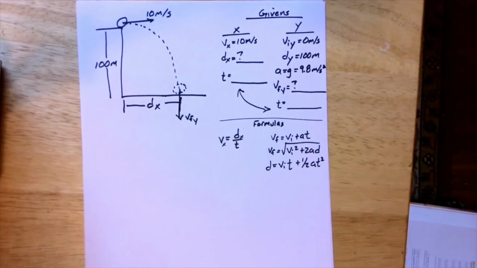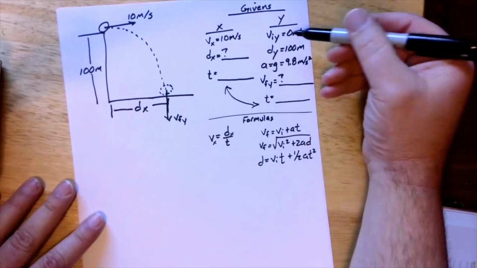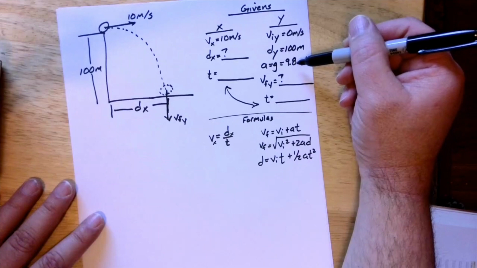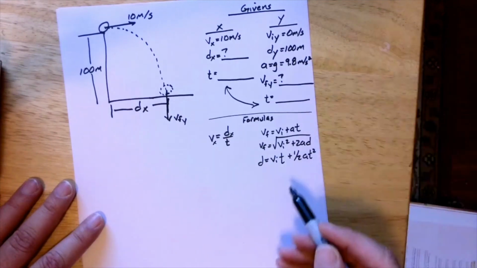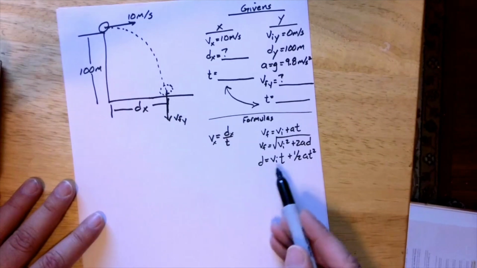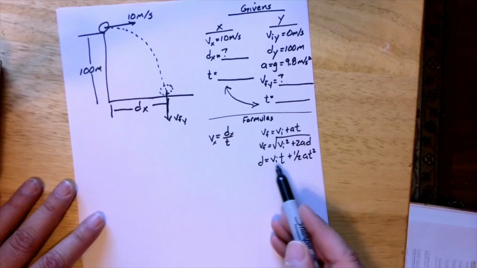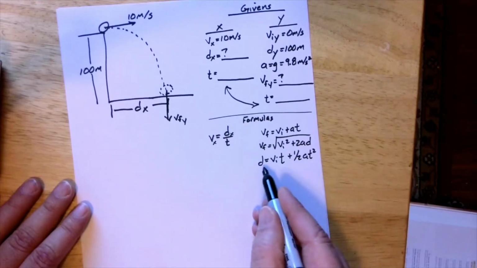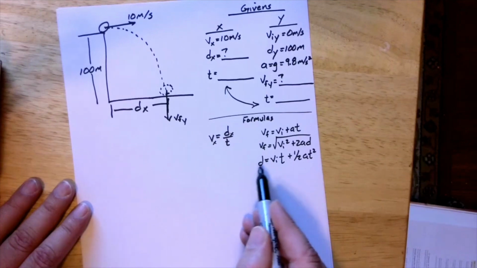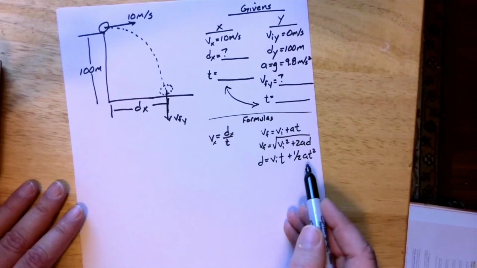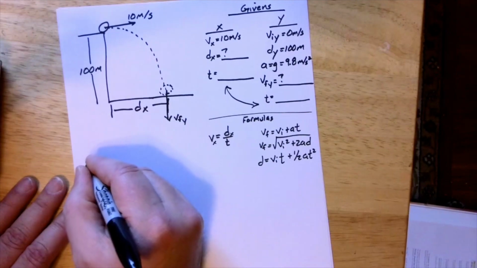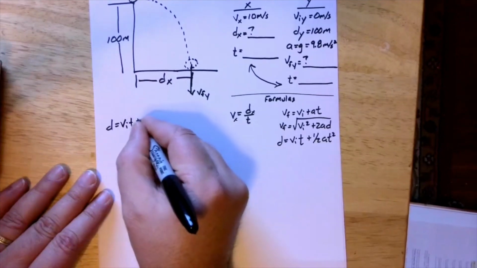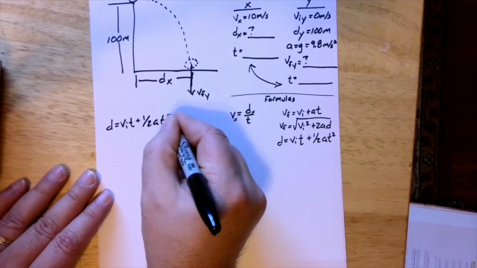Alright, so if you look at the choices here, we have the distance in the y direction, we have the initial velocity, we do know the acceleration, and we don't know the time. So the equation we'll have to use here is this last one, d is equal to Vit plus 1/2 At squared. So I'm going to work this one out. So d is equal to Vit plus 1/2 At squared.